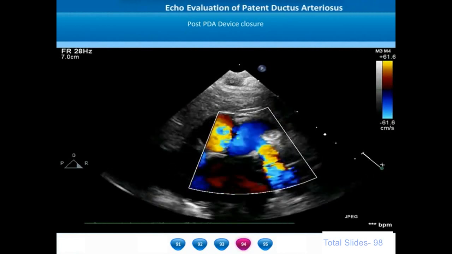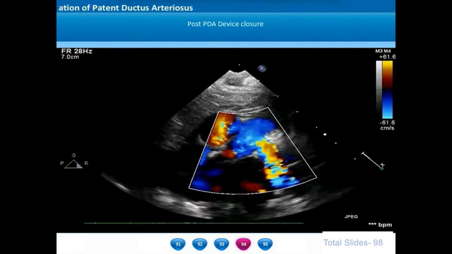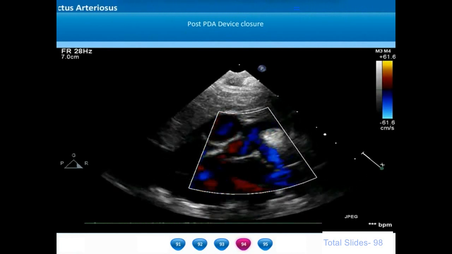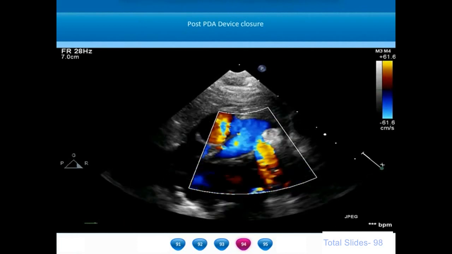The velocities of blood flow along the left pulmonary artery may still be normal, but often it will be marginally higher than the right pulmonary artery. This is not of major concern.